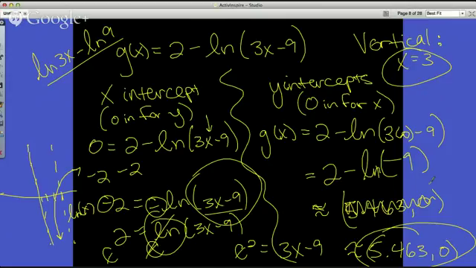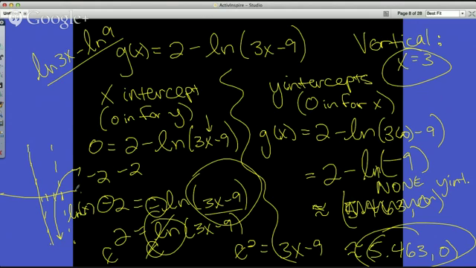2 minus ln of negative 9. Let me actually include this here. In fact, you can't take the ln of negative 9. Okay, do you see that up here? We did this correctly, but we can't take the ln of negative 9. So actually, there's none in terms of my y-intercept. There's not one. Does that make sense? You see why?